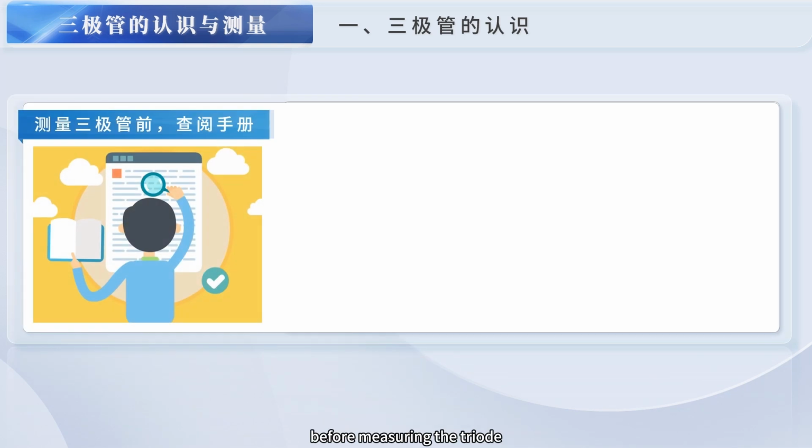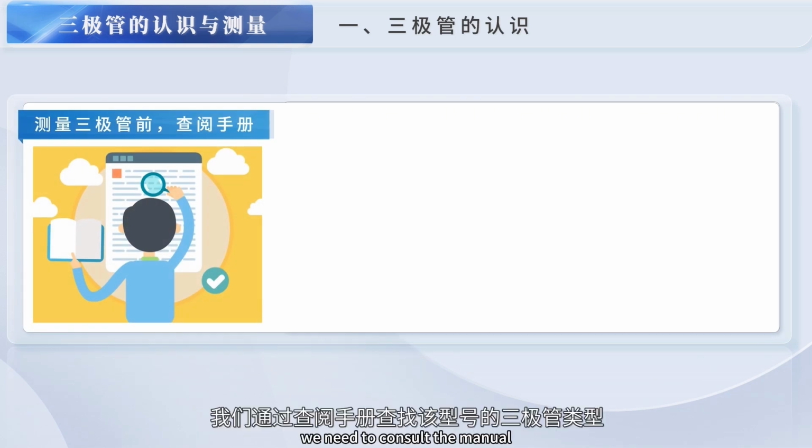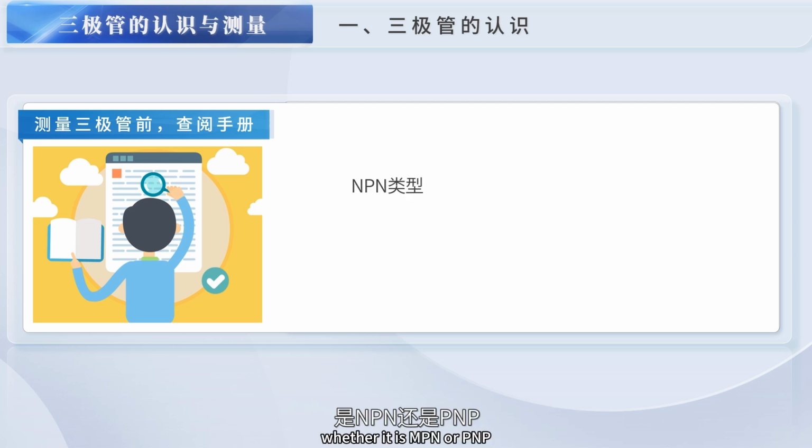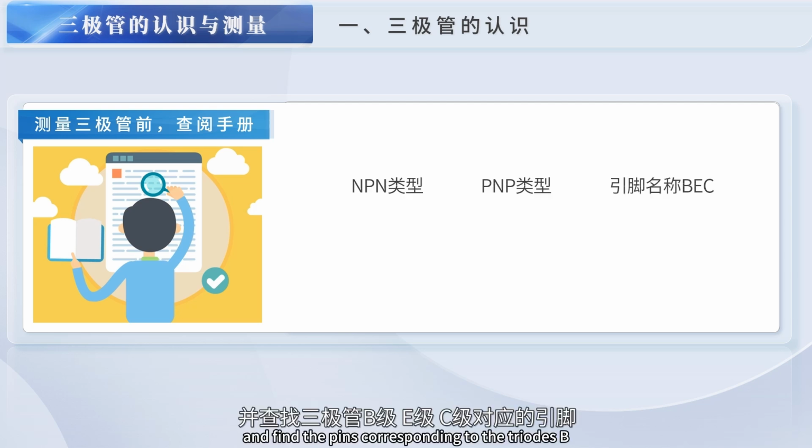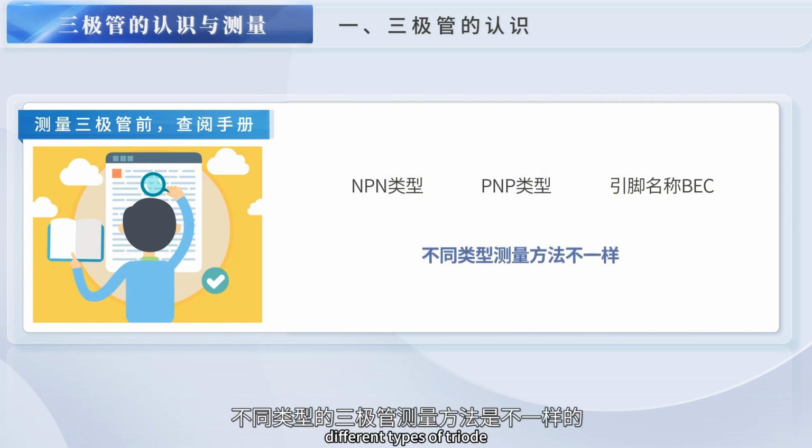Before measuring the triode, we need to consult the manual. Find the type of the triode of this model, whether it is NPN or PNP, and find the pins corresponding to the triode's B, E and C electrodes. Different types of triode have different measurement methods.